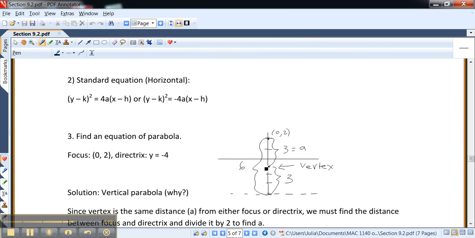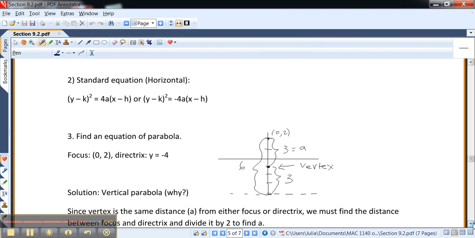But notice how if we have the focus and the directrix, which is 0, 2, and y equals negative 4, they're not the same distance to the origin, so the origin cannot be the vertex. But the total distance from the focus to the directrix is 6. So notice half of that, right at the midpoint, that would be where the vertex is. And this distance is a. But notice the focus itself doesn't have a in it anymore, and neither does the directrix. So a is just the distance, and it's the distance from the vertex to the focus and vice versa.